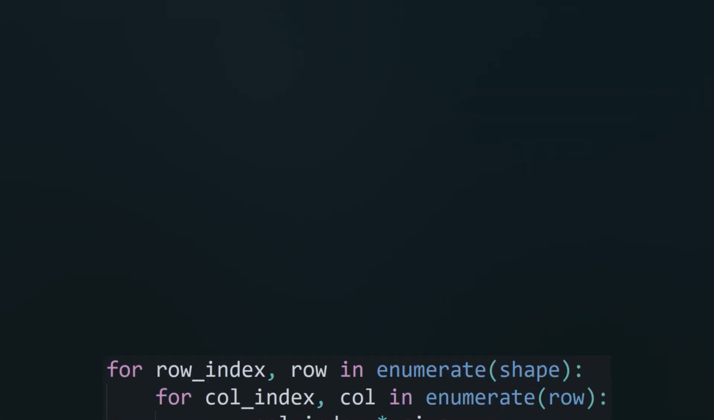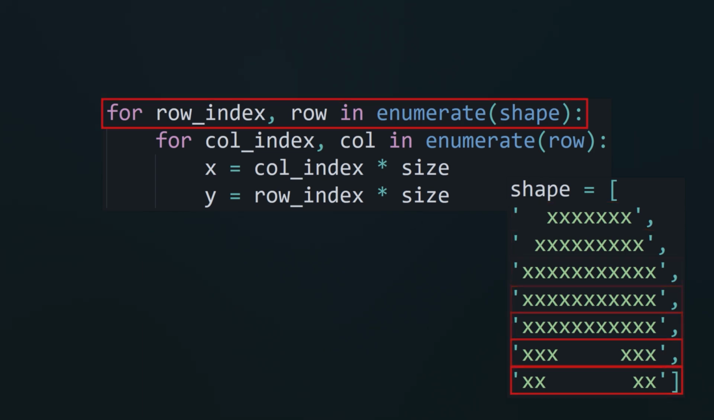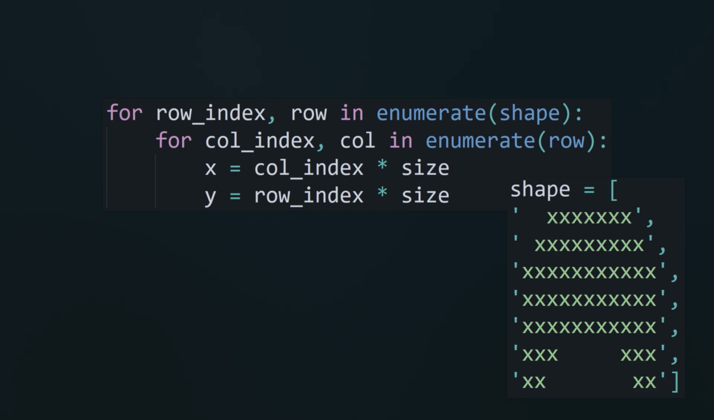And for that, we are going to need a nested for loop with the enumerate method. So let me explain how this is going to work. And here is how this would look like in code, at least in a more generalized way. Essentially, what we are going to have is a list with strings inside. And each string is going to be one row of our obstacle. And this would be our first for loop.